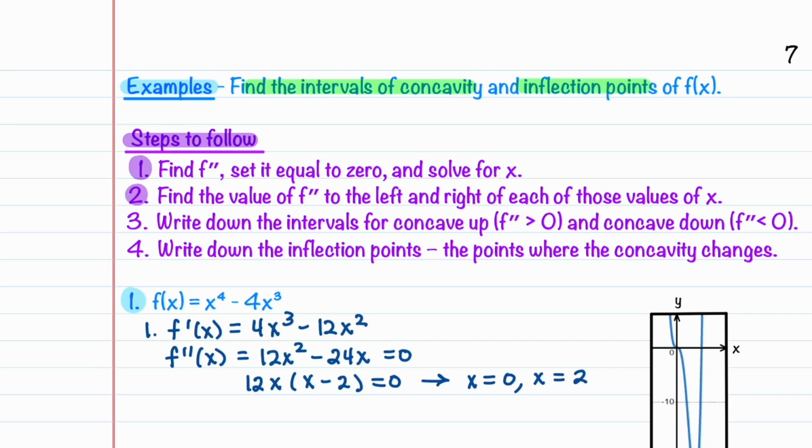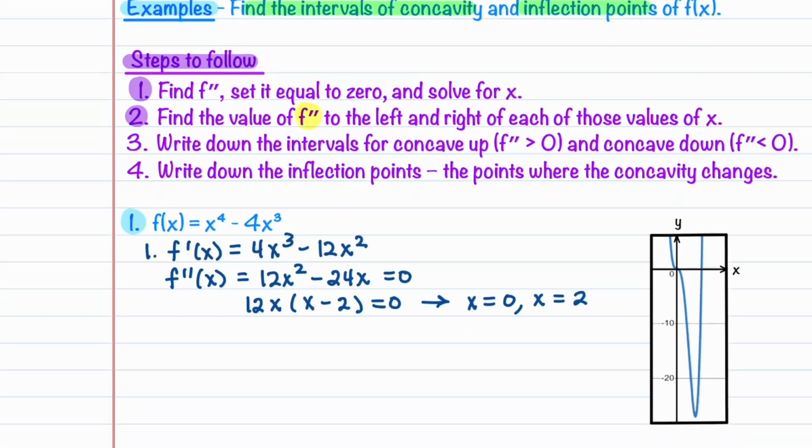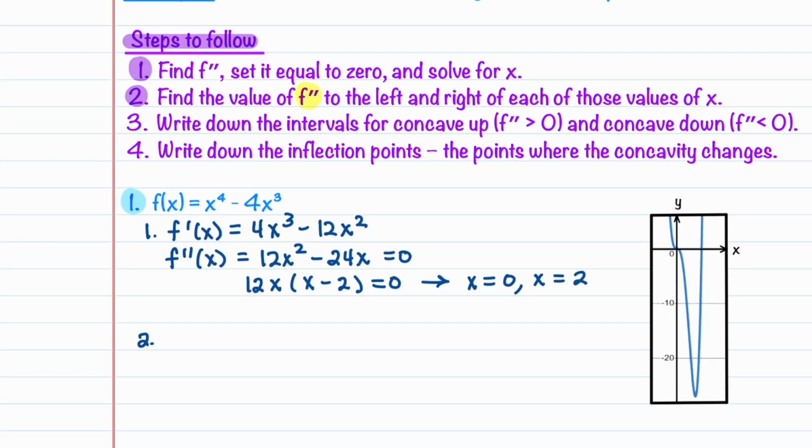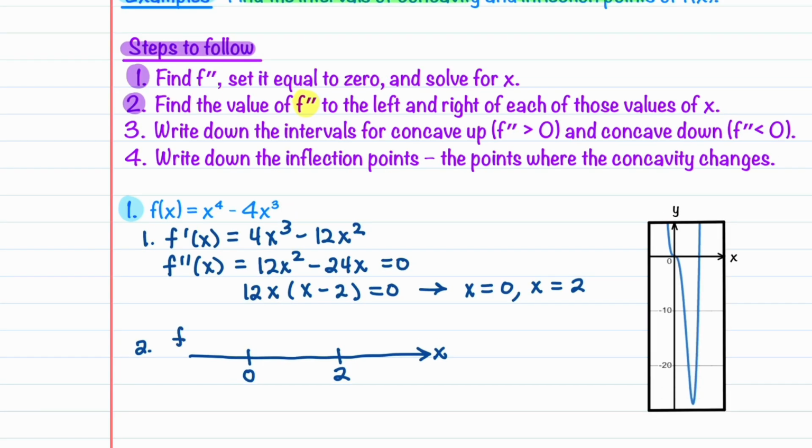Now let's look up at our second step. We are going to find the value of f double prime to the left and right of each of these values of x. So I think the easiest thing to do is to go ahead and draw a number line. Here's our number line. We're going to put an x there, and we're going to put in the points x is 0 and x is 2. And we are going to be looking at the value of f double prime. So let me highlight f double prime, and that is this value right here.